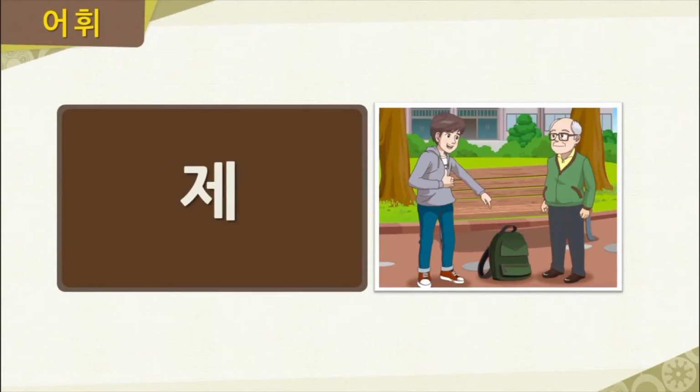Please read along and repeat after me. 제. In this picture, who do you suppose this bag belongs to? Right, as you can tell, it probably belongs to the young man there. As you can see, he is pointing at the bag. Now, he would probably tell the elderly man there that it is his bag. In Korean, he would say, 이것은 제 가방입니다, meaning, this bag is mine. Now, let's say this word one more time. 제. Okay, very well done.